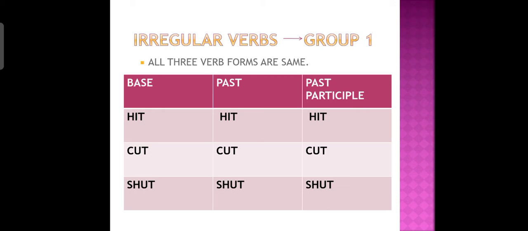So, irregular verb forms group 1. Here all 3 verb forms are the same. For example, hit, hit, hit; cut, cut, cut; shut, shut, shut. Can you see all the 3 verb forms are the same here?